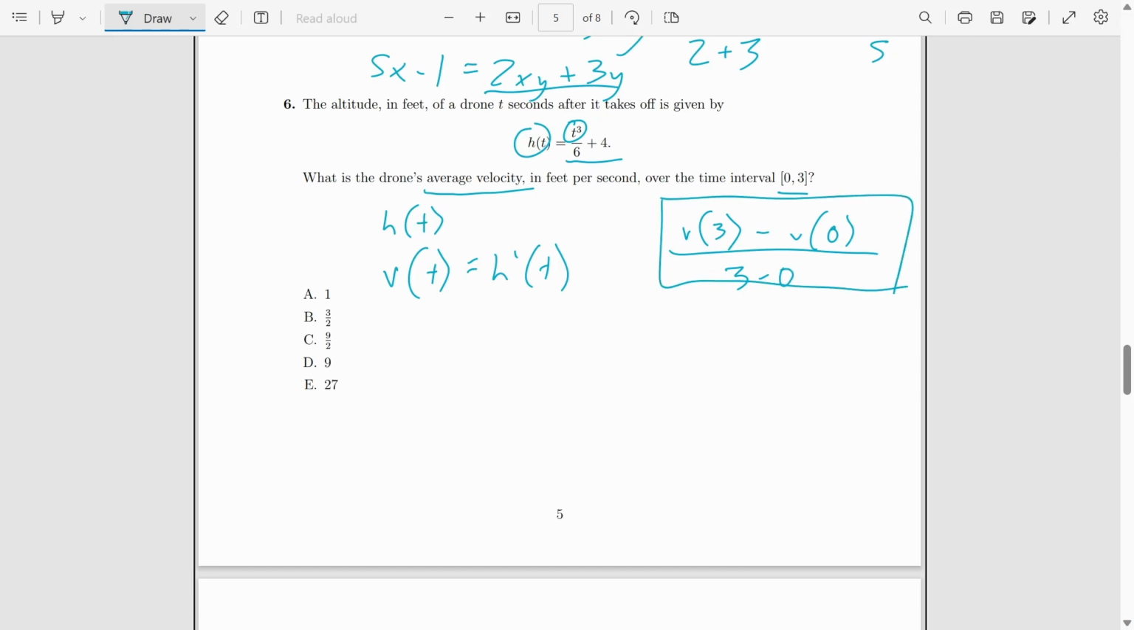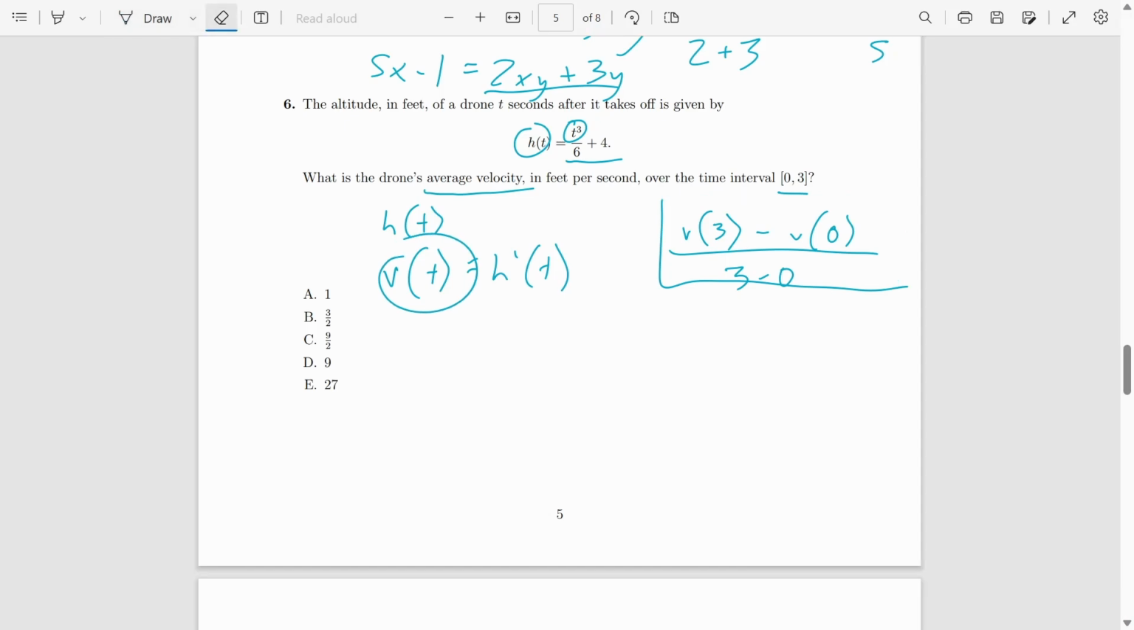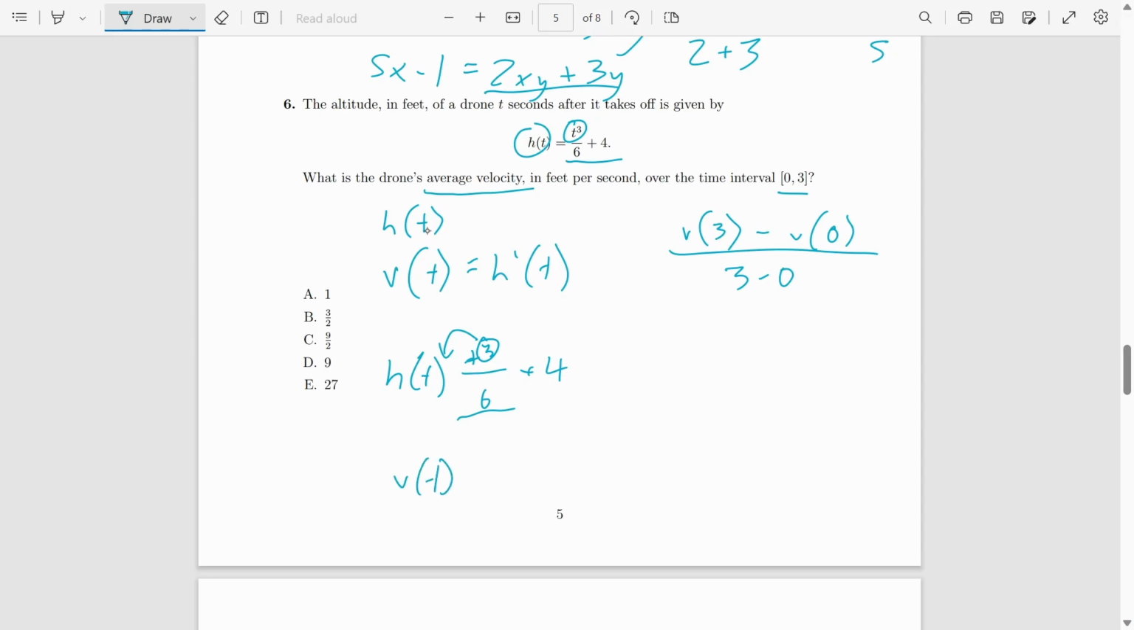Before we do that, we need to find out what our velocity function is. So let's just take the derivative of h of t. Let's rewrite it so it's a bit bigger: t cubed over 6 plus 4. The first term of our position function, t cubed over 6, we take the 3, move it out to the front, and then subtract 1 from the exponent. So v of t equals 3t squared over 6. 3 over 6 just becomes 1 over 2.